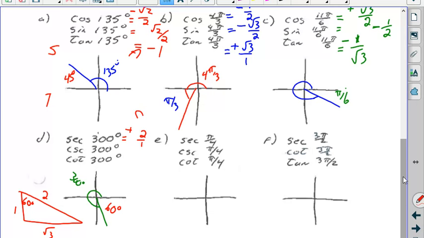Cosecant is the reciprocal of sine. Sine is opposite over hypotenuse. Opposite is square root 3, but we don't want sine, we want cosecant, so I want hypotenuse over opposite. 2 over square root 3. Sine in the fourth quadrant is negative, therefore cosecant in the fourth quadrant is negative. And you will see this guy written 2 square root 3 over 3. Multiply both top and bottom by square root 3 for that.